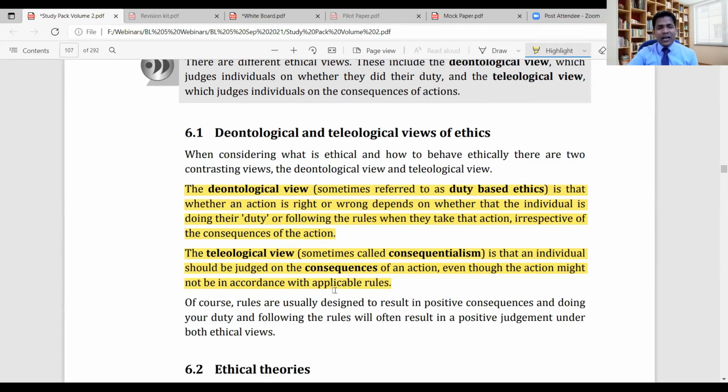Of course, rules are usually designed to result in positive consequences, and doing your duty and following the rules will often result in a positive judgment under both ethical views. That is what I explained to you. So these three paragraphs, as far as the examination is concerned, are very much important. So this is why I came to the study text as well.